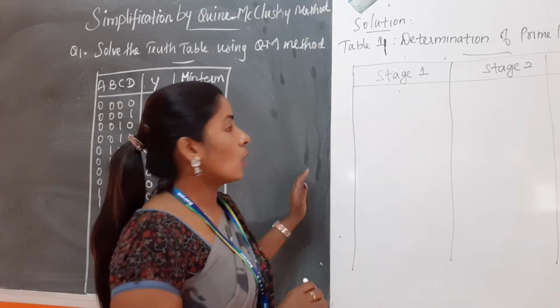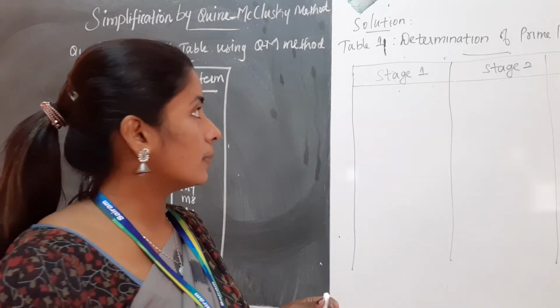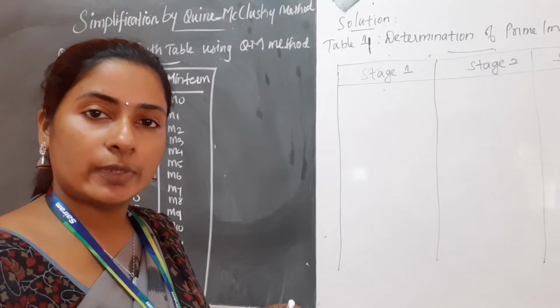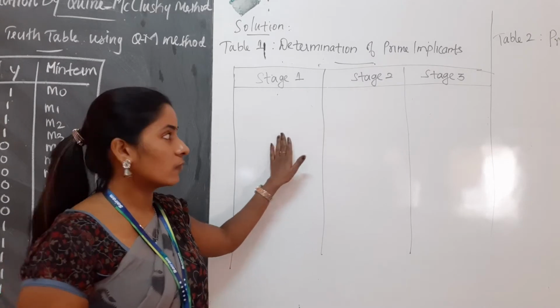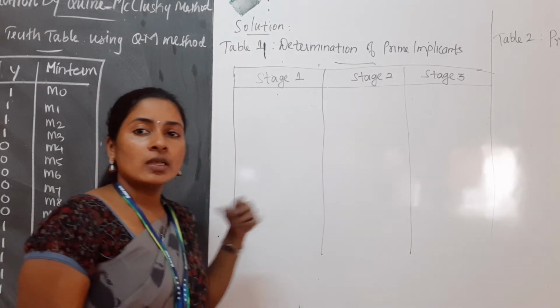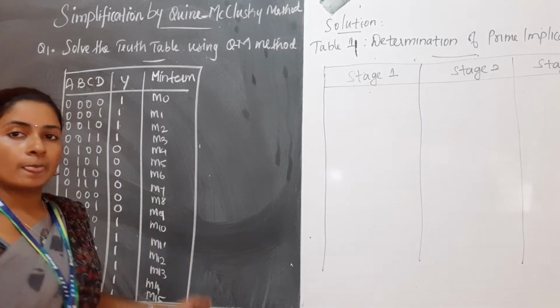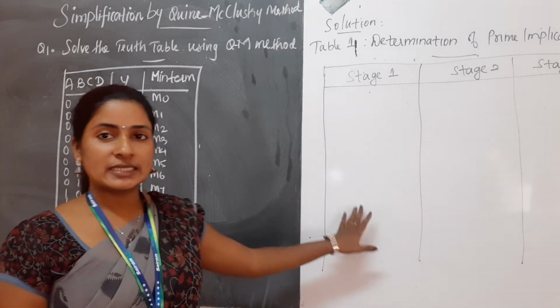So how to form the first table, determination of prime implicants. See, in the first table you have 3 stages, 1, 2, 3. So I will tell you how to form stage 1.